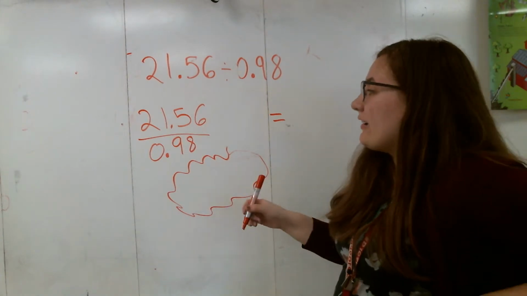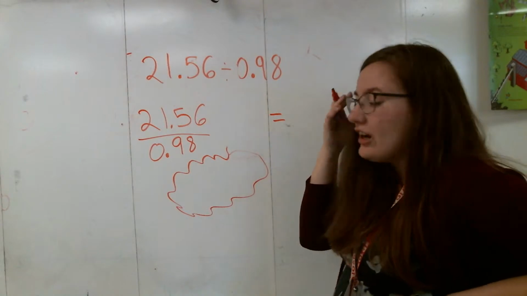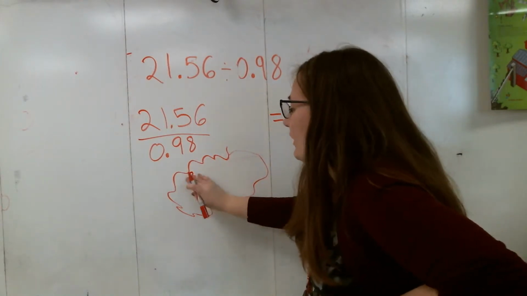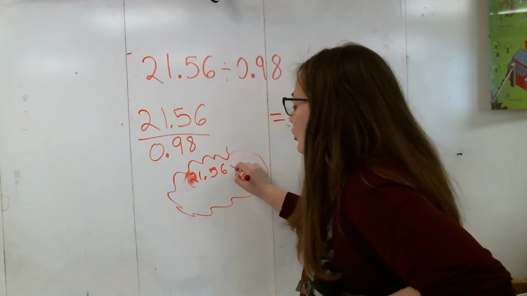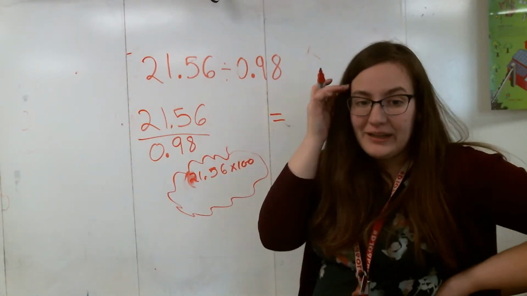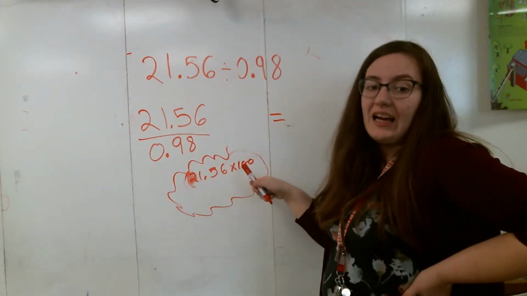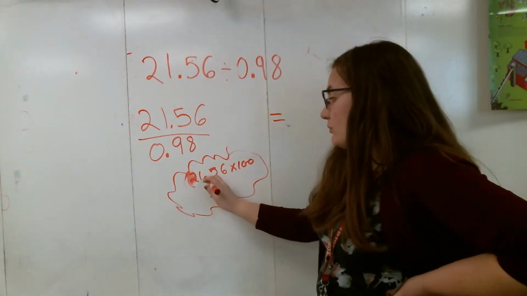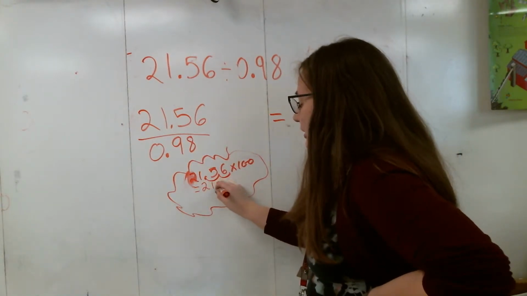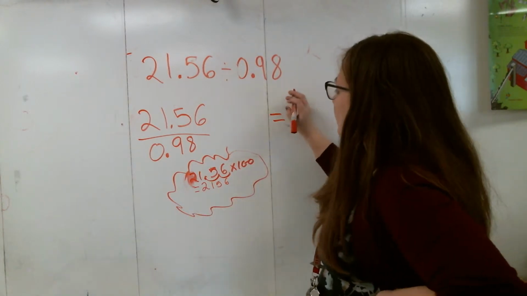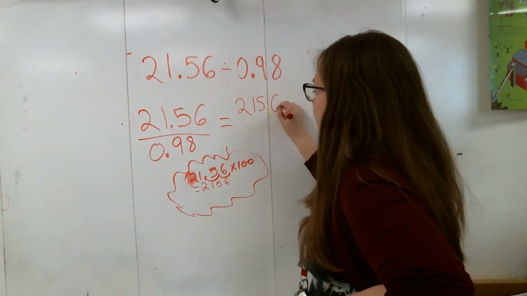I'm going to think about, all right, if I have 21.56 and I know I'm multiplying it by 100, right now I am doing that work in my head. So this thought bubble shows me what I should be thinking in my head. If I have 21.56 times 100, that means the decimal is moving over 1, 2, and that's going to give me 2,156. So I'm going to write that as my new numerator.